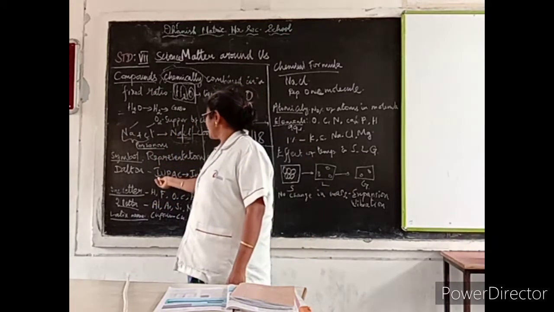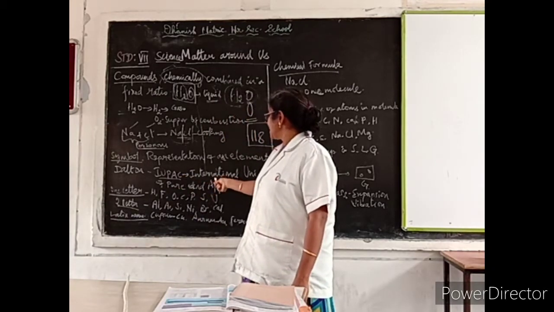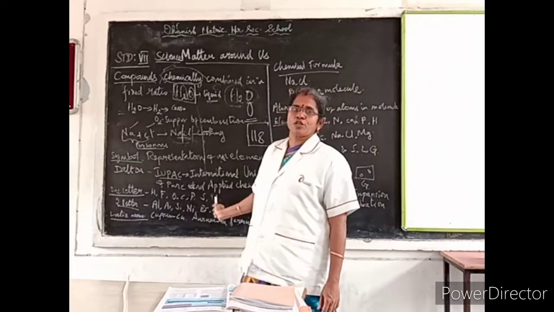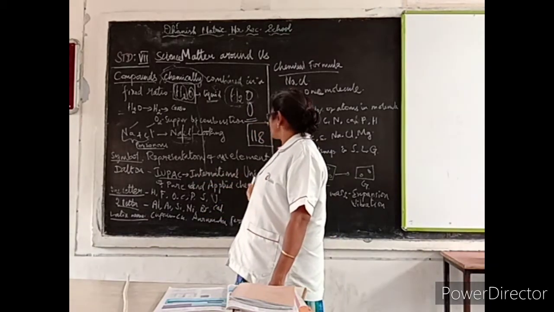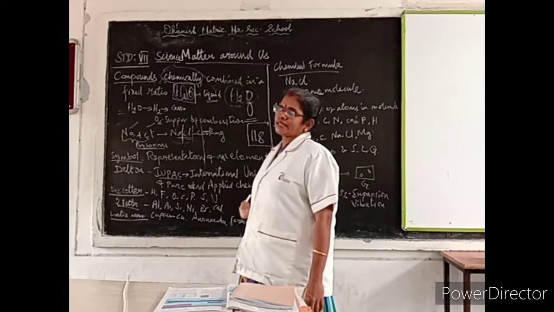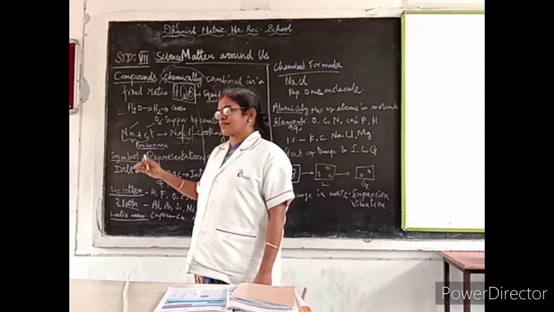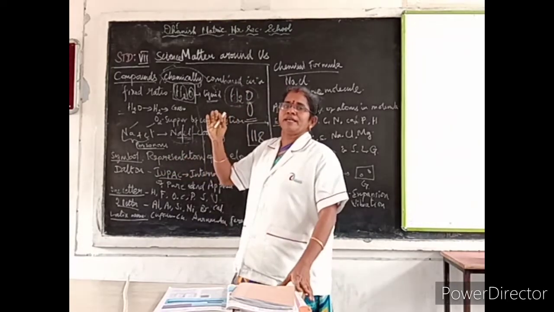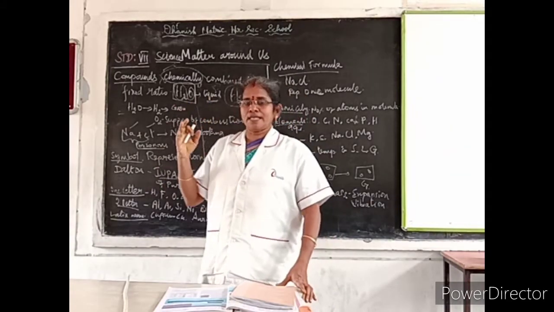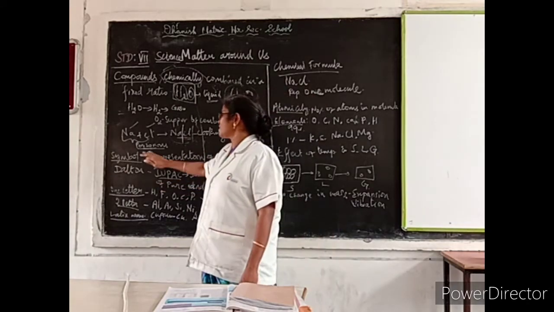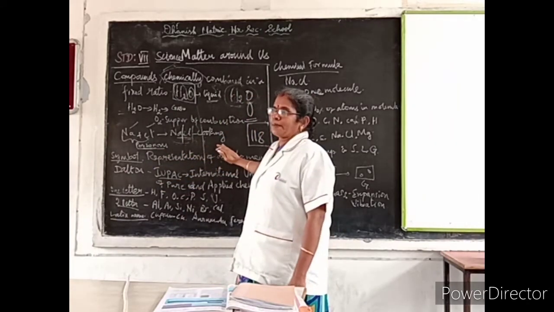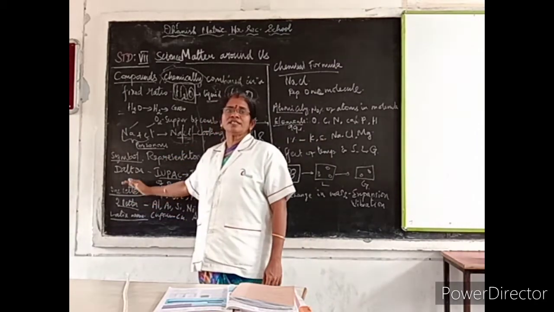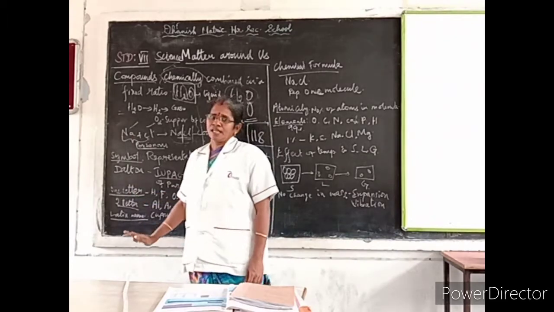So now we have IUPAC. IUPAC means International Union of Pure and Applied Chemistry. IUPAC approved and gave symbols for each and every element. So symbols are nothing but the shortest representation of an element. They follow three ways to represent a symbol.